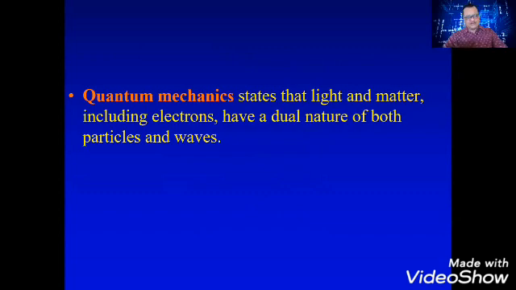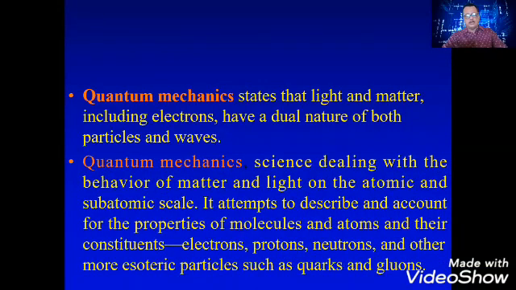Quantum mechanics holds the view that like light, all material particles have dual nature. That is, they have both wave nature and particle nature. Quantum mechanics is a science dealing with the behavior of matter and light on the atomic and subatomic scale. There is a restriction: quantum mechanics holds good only for microscopic particles, not for macroscopic particles. So quantum mechanics can explain the properties of subatomic particles.